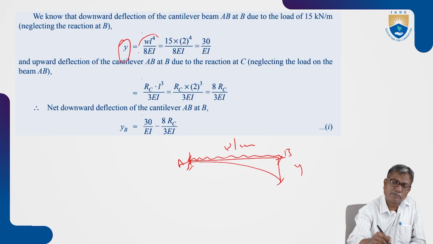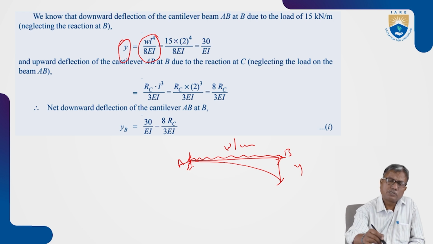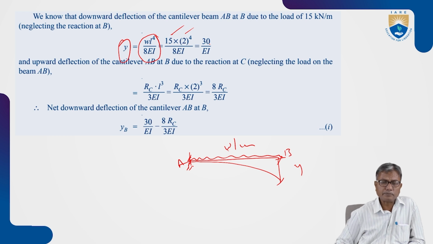And it is WL power 4 by 8EI. We have already seen these deflections, so we can use that result. The deflection at the free end of a cantilever when acted upon by UDL is WL power 4 by 8EI. Substituting the values of W and L, we will get Y equal to 30 by EI.